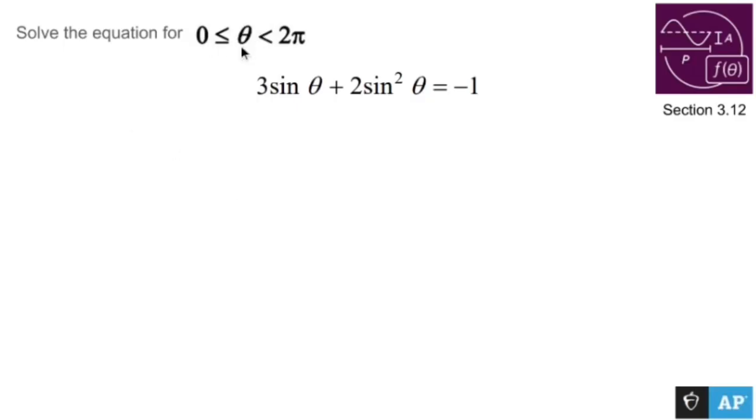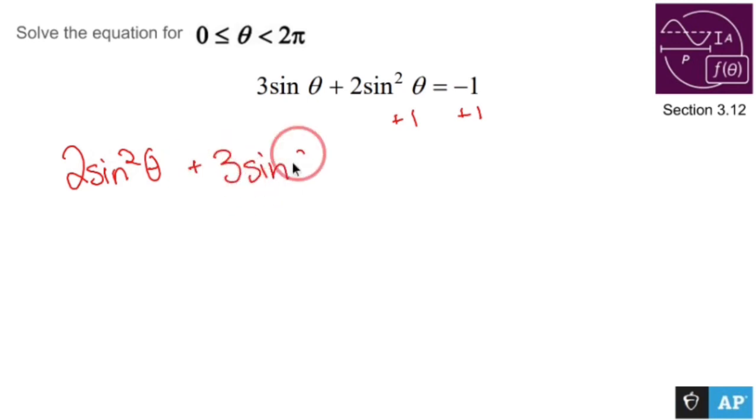Solve the equation for theta between 0 and 2 pi. I'm given 3 sine theta plus 2 sine squared theta equals negative 1. Why don't I add 1 to both sides and set it equal to 0? By doing that, and rewriting it in a clever way, I have 2 sine squared theta, because now I'm writing it in standard form because I have a feeling I know what's going to happen, plus 3 sine theta plus 1 equals 0.